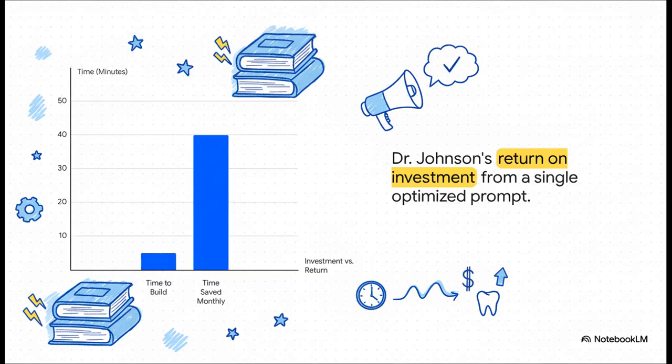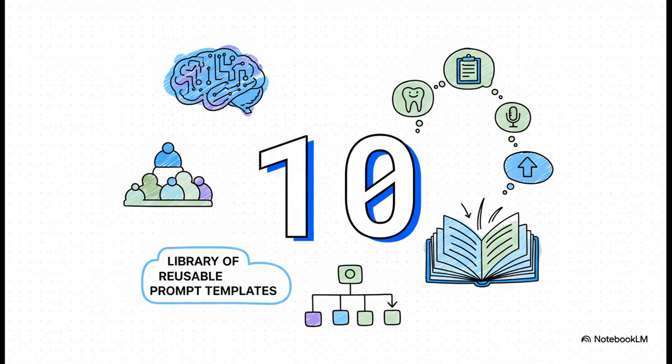So what's the actual payoff here? Well, let's look at the data. Dr. Johnson spent just 5 minutes creating that one optimized insurance prompt. He now saves over 40 minutes every single month from that one template alone. I mean, come on, that is a massive return on investment. And what's really amazing is that you don't need hundreds of prompts to completely transform your practice's efficiency. Not even close. In fact, you only need about this many to get started.